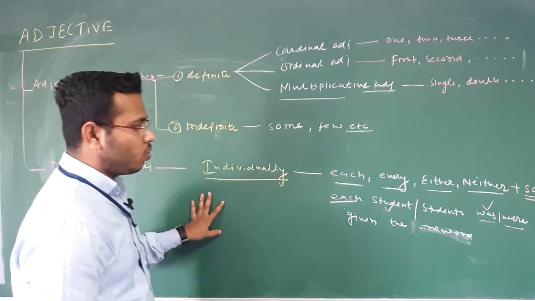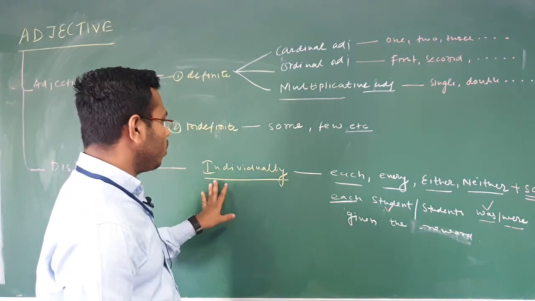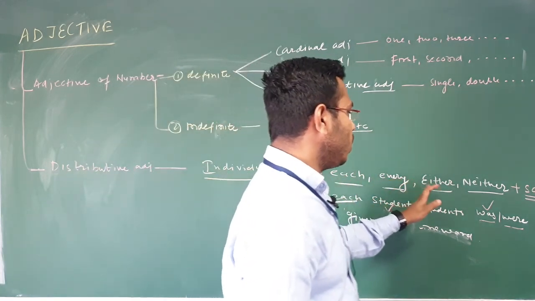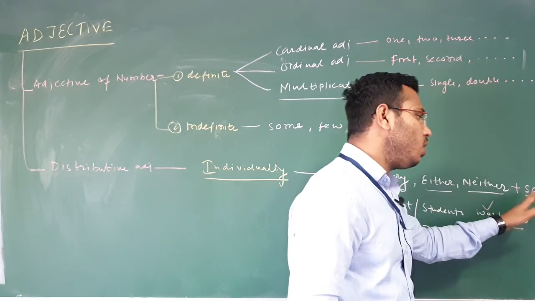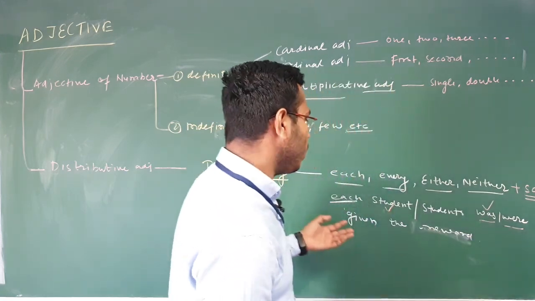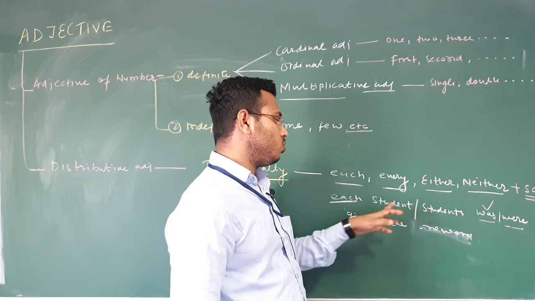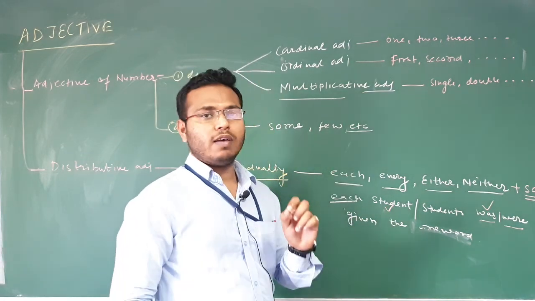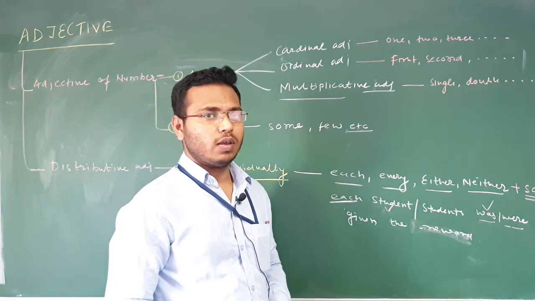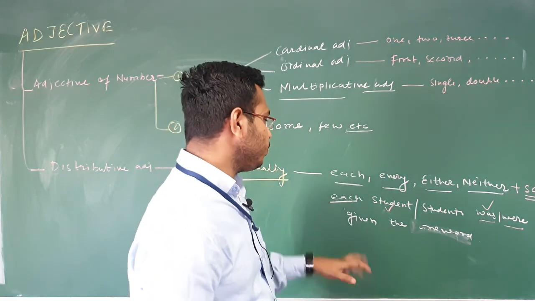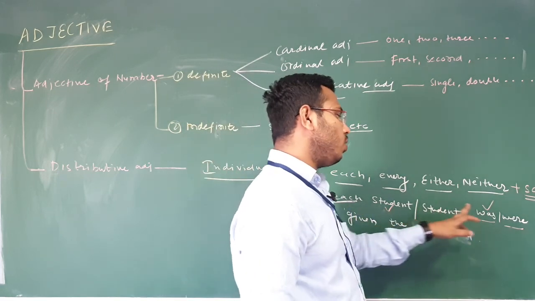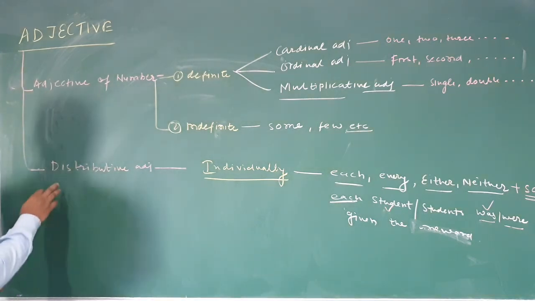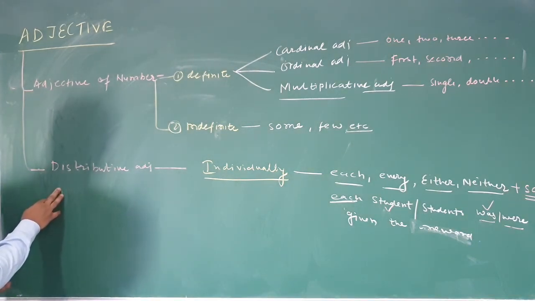So distributive adjective talks about individuality. We talk about one person at one time individually. We have some examples: each, every, either, neither. It takes a singular countable noun, and after that it takes a singular verb. I gave you one example: each student or students. So each student will be correct. For example, you find every citizen, not citizens. So each student was given the reward. So we have covered distributive adjective. Okay.